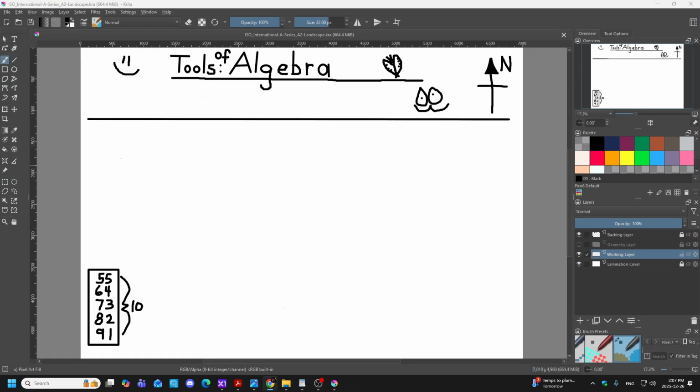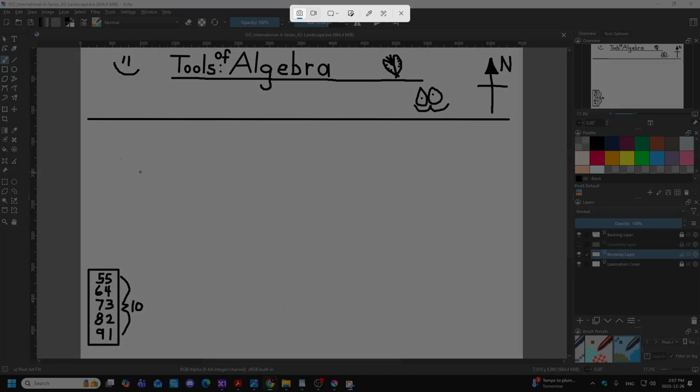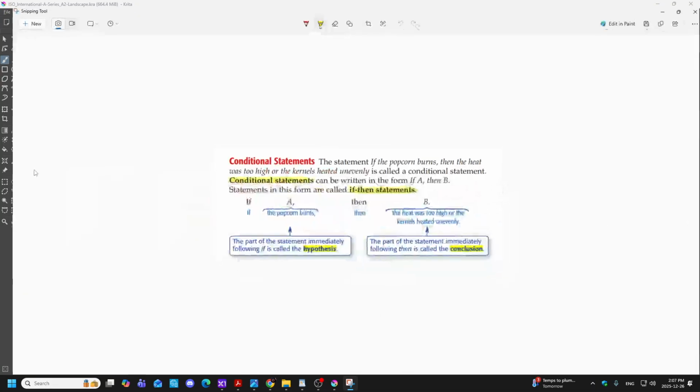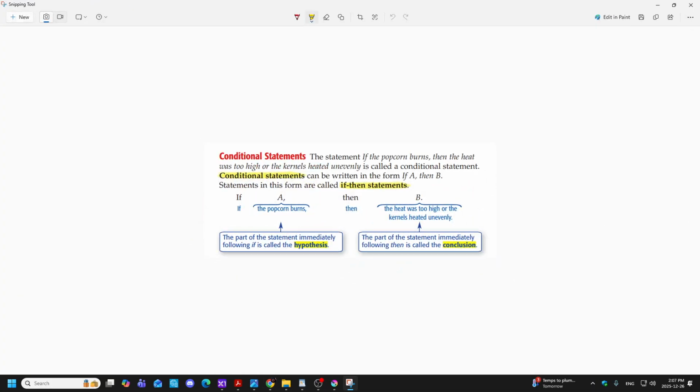Okay, let's talk about conditional statements a little bit. All right, and then we'll lead into more. Here we go. The statement, if the popcorn burns, then the heat was too high or the kernels heated unevenly, is called a conditional statement.